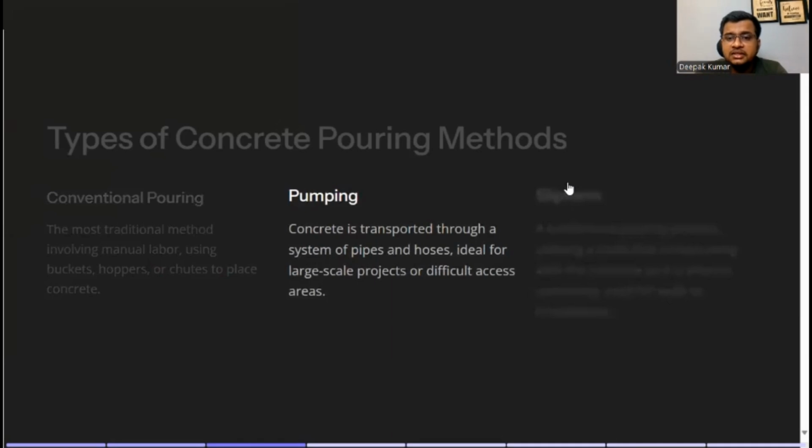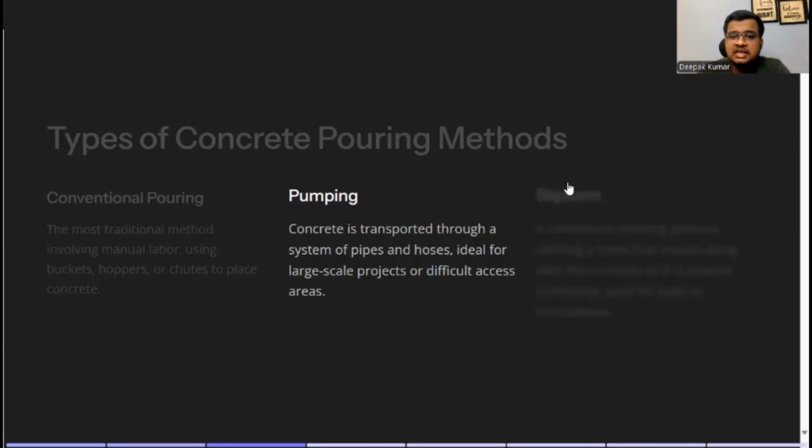Pumping is when concrete is transported through a system of pipes. For concrete or slab casting, the material comes from an RMC plant, a ready mix concrete plant, in transit mixers. The concrete is pushed to the other side with the help of the pump, and we proceed with the concreting and slab casting.